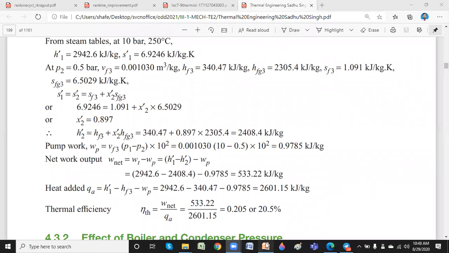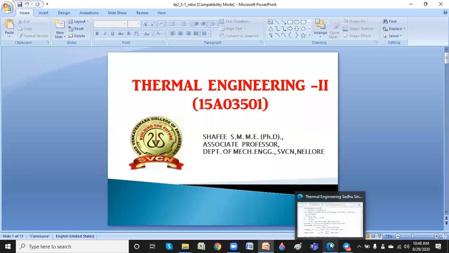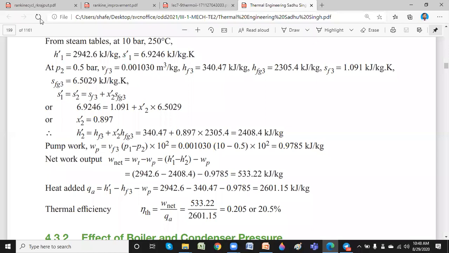Once again, welcome back to the second session of the lecture. In this session we'll discuss some more problems based upon your Rankine cycle. Hope you understood the first problem. So we'll go for some more models. Before going to that, I'll just show you.